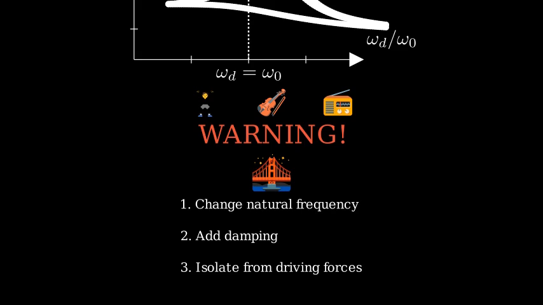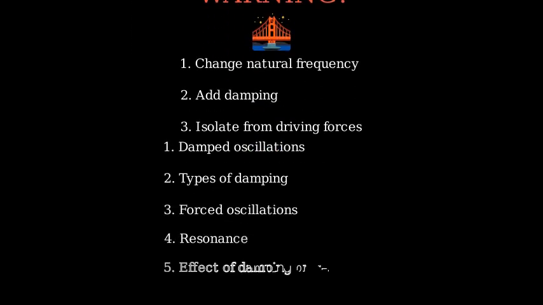Let's summarize what we've learned. 1. Damped oscillations occur when a resistive force proportional to velocity is present too. 2. There are three types of damping: underdamping, critical damping, and overdamping. 3. Forced oscillations happen when an external periodic force drives the system. 4. Resonance occurs when the driving frequency matches the natural frequency of the system. 5. The amount of damping affects the height and width of the resonance peak.